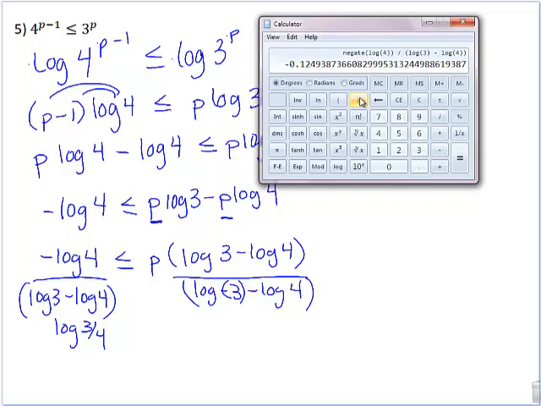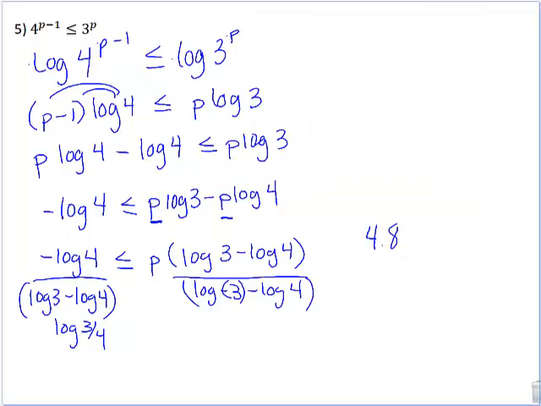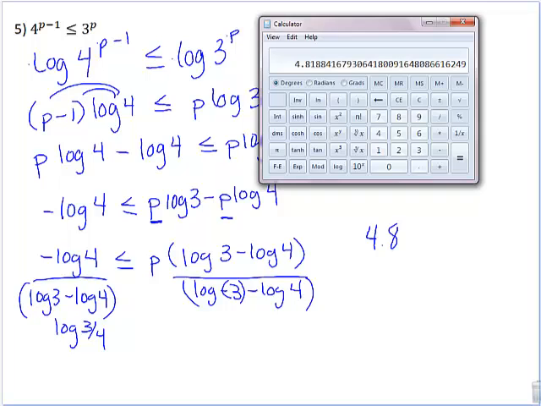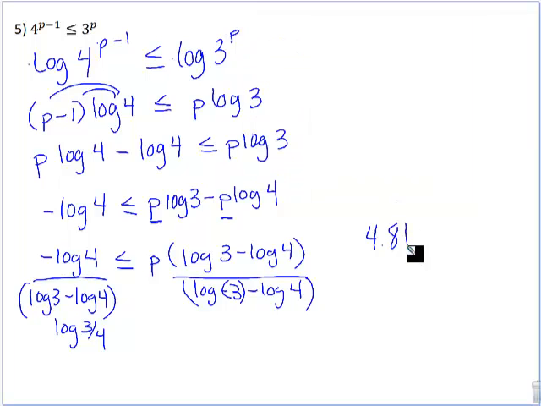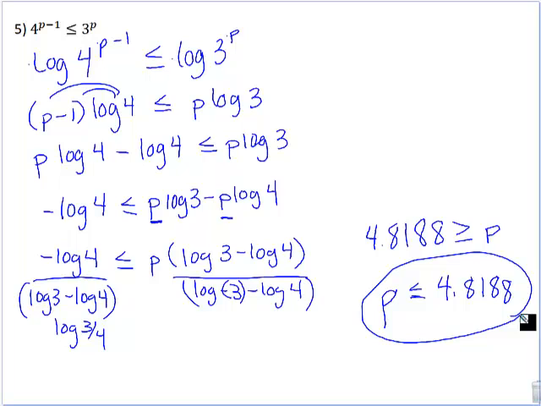That is a negative number that we're dividing by, so we're going to have to switch our signs. So we get 4.8188. We had to switch the sign so it's greater than or equal to p. Writing so that p is first, we'd say p is less than or equal to 4.8188. So there is common logarithms.